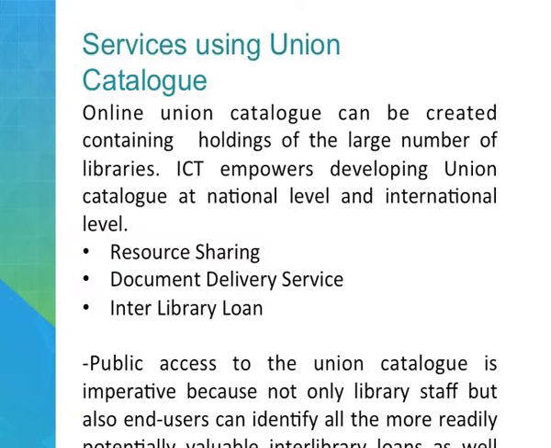Apart from that, a Union Catalog can be created containing the holdings of a large number of libraries, and ICT empowers developing a Union Catalog not just at a city level, not just at a national level, but nowadays with the help of ICT we can develop a Union Catalog at an international level also. And there are numerous examples of it, such as WorldCat, and at the India level we have IndCat.